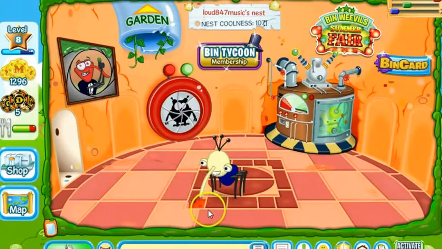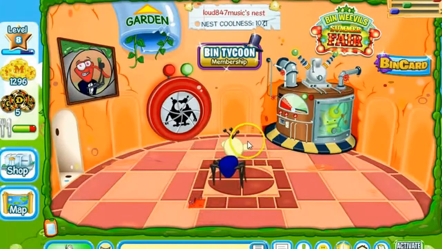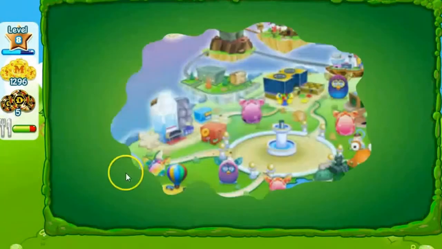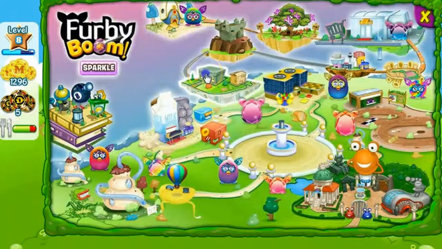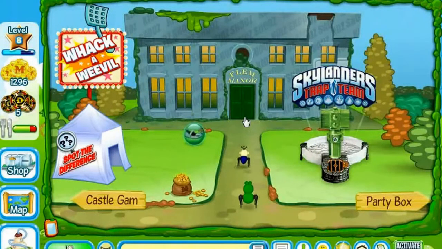Today I am going to school in real life and in Weevils, so yeah, let's go to school. After 10 minutes of driving, we're here at Lem Manor High School. So let's go in.